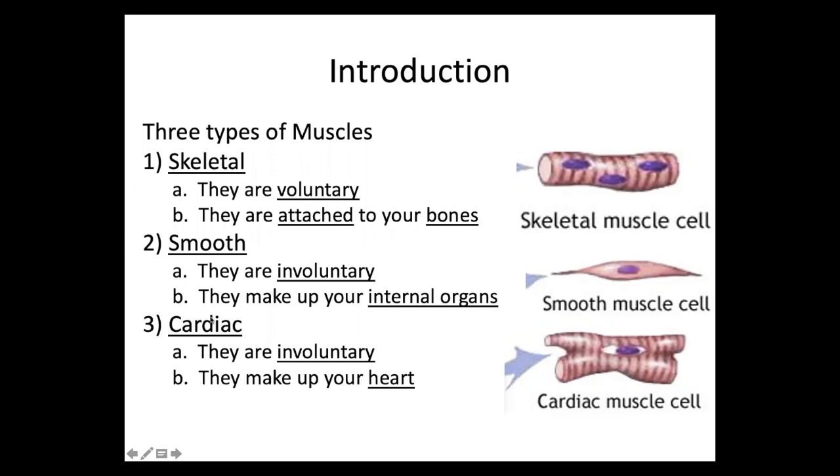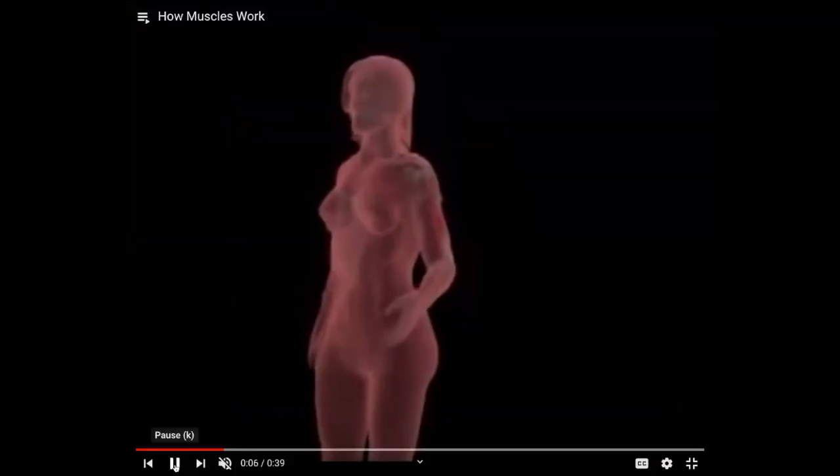And cardiac, which again, thank goodness it is involuntary, because I don't want to have to think about making my heart beat every single second of my entire existence. All right, let that do it on its own. Like I said in the beginning, we are going to focus mainly on the skeletal muscle tissue and how it works. So we zoom into this.